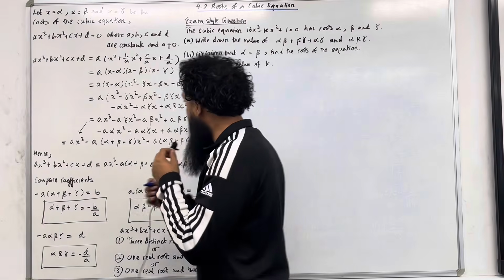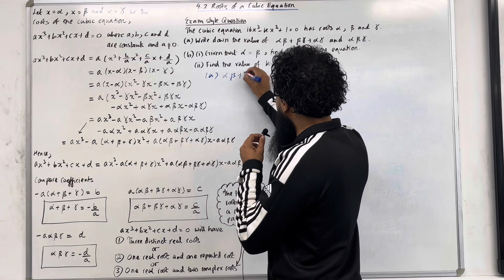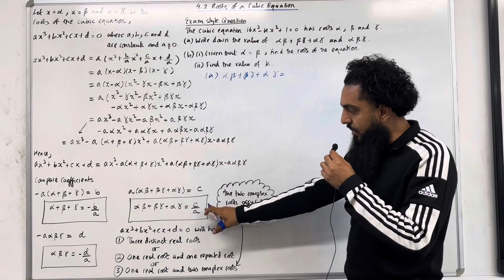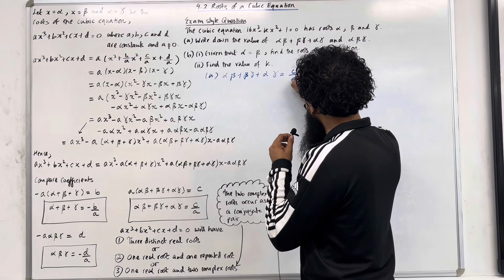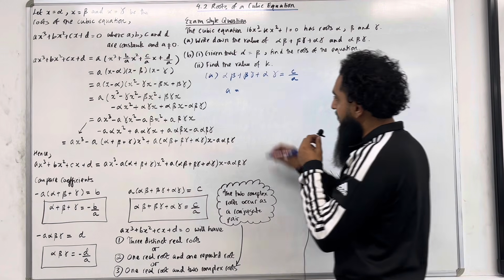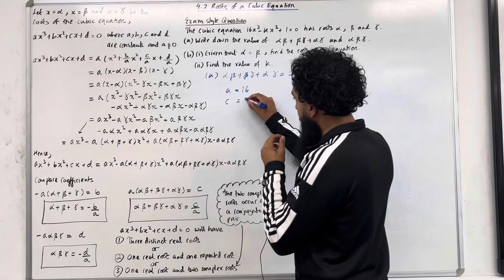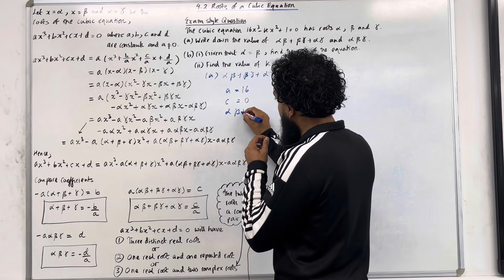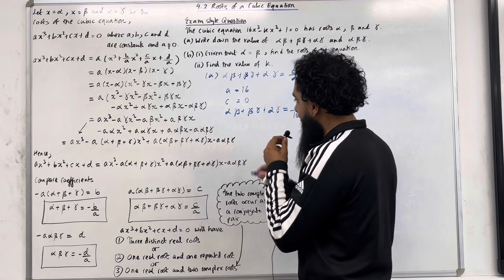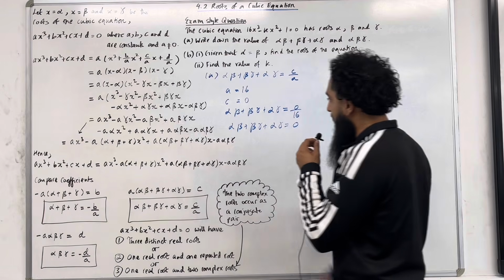Okay, so let's have a look at the solution to part A. We want to work out the value of alpha beta + beta gamma + alpha gamma. From our key fact, this is given by c/a. From the cubic, we can see that a, which is the coefficient of x³, is 16, and c, which is the coefficient of x, is 0. So alpha beta + beta gamma + alpha gamma is equal to 0/16. Hence the value is just 0.